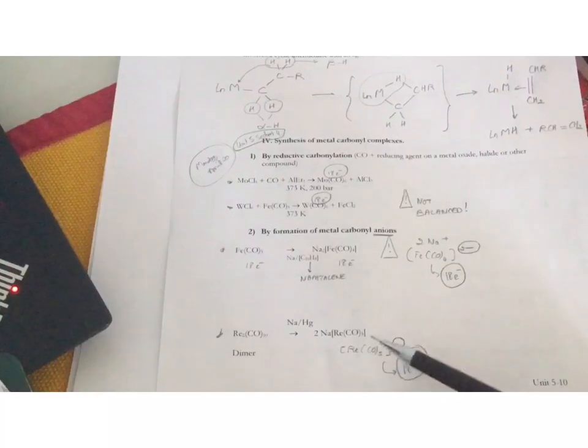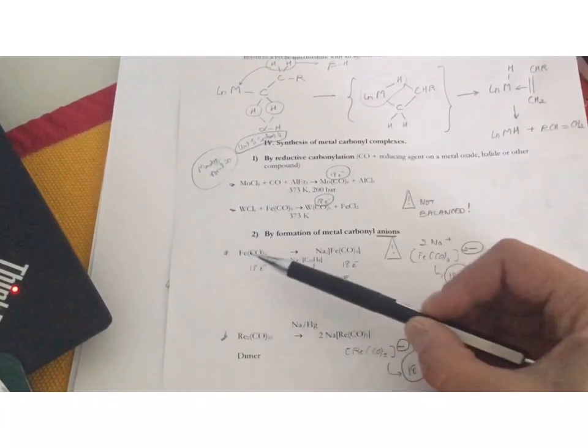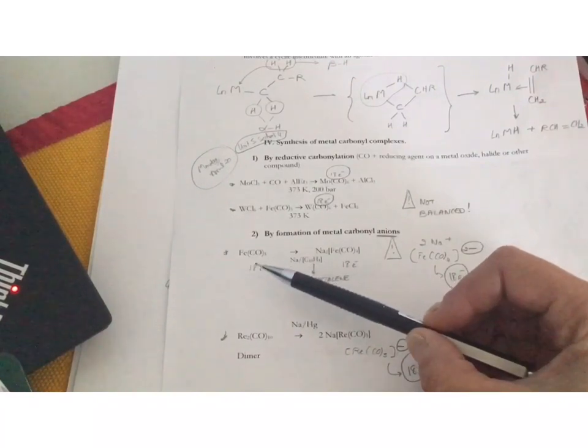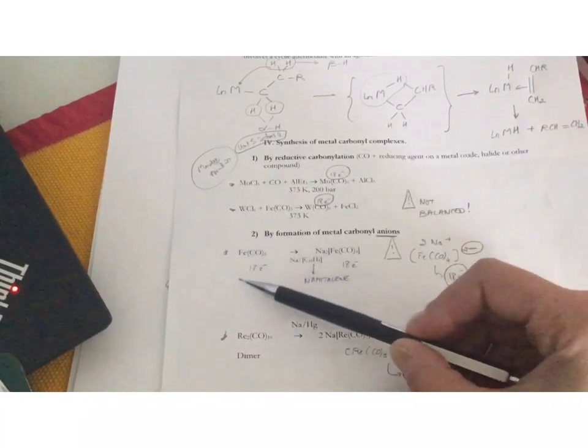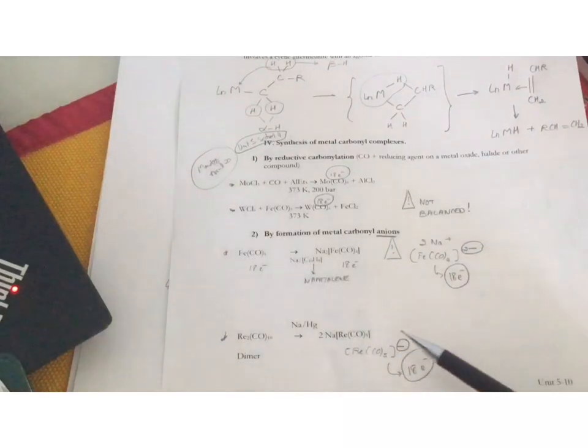The neat thing about this is that this complex, the rhenium complex here, is trigonal bipyramidal and has 18 electrons. This complex here, which also is trigonal bipyramidal, also has 18 electrons. So those two complexes, the iron complex and the rhenium complex, both have 18 electrons. They are both trigonal bipyramidal, so they are isoelectronic compounds.